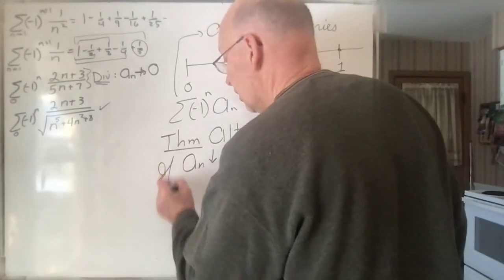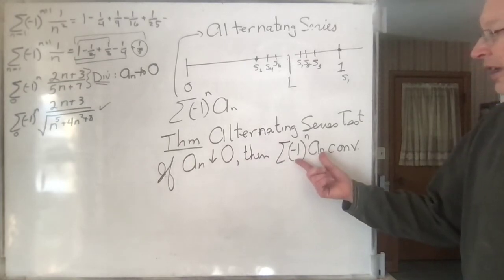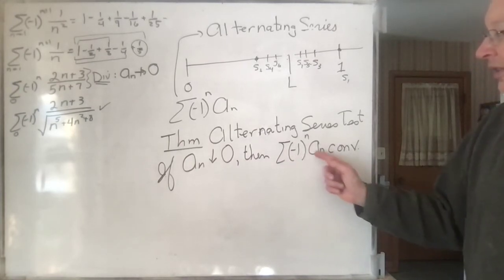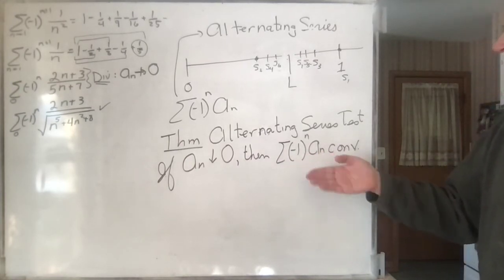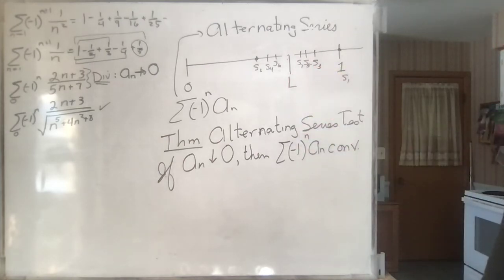Called the alternating series test. Say if those things are monotonically approaching zero, then when you slap on the negatives on every other one, that thing's got to converge for the same reason that this one does. Okay? There you go.